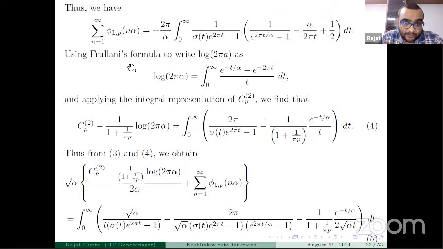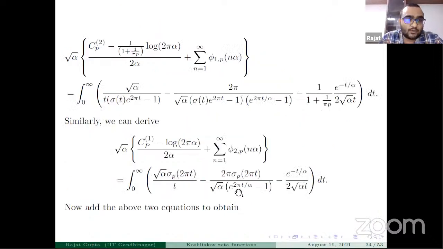Now we use Ramanujan's formula to write log 2 pi alpha in this form, and use our new representation of Cp of 2 with log 2 pi alpha to get the following representation. Once we get that, we use 3 and 4. We add 3 and 4 and multiply with root alpha in such a way that this form has the following integral representation. As you can see here, phi2 comma p is missing.